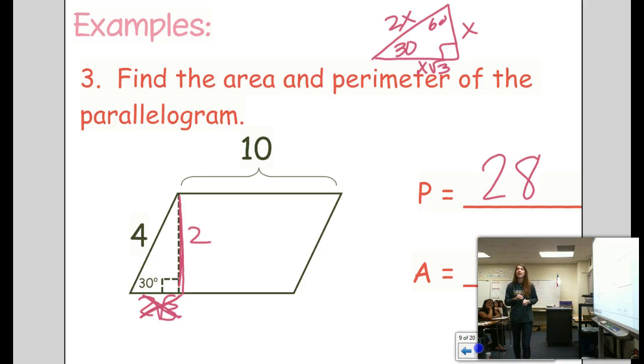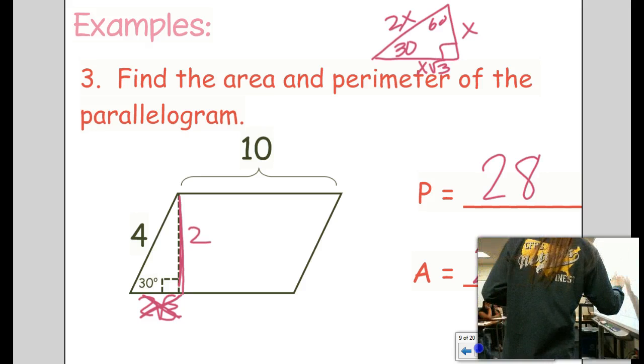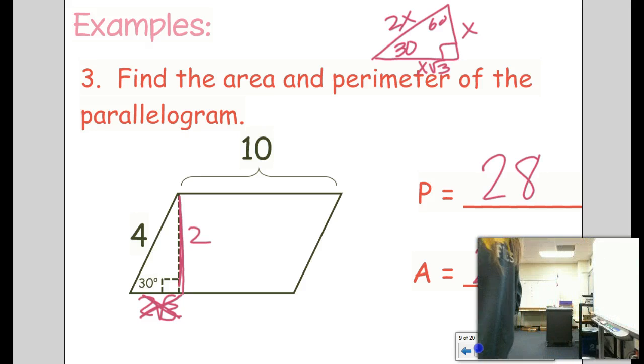Alrighty, Dimitri, area. Couldn't give you an easier question if I tried. Base times height. Look at the picture and tell me the base times the height. What's 10 times 2? 20. There's no units, so you don't have to give me units. Moving on.